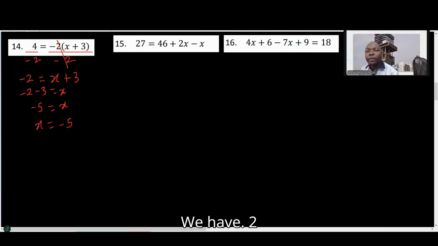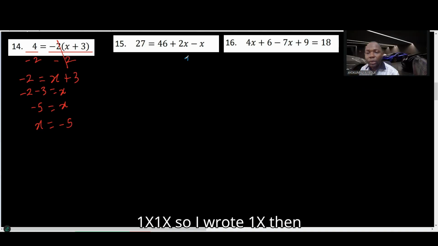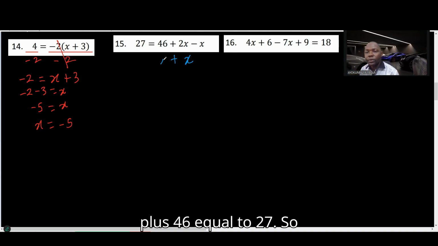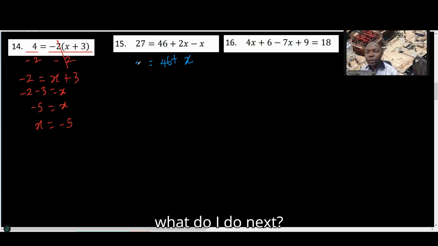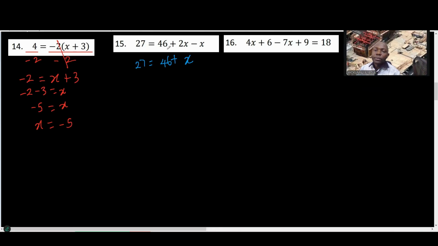So now what do we have here? We have 2x minus x, right? Yes. What is 2x minus x? Is it 1x? 1x. So I write 1x, then plus 46 equal to what? 27. So what do I do next?